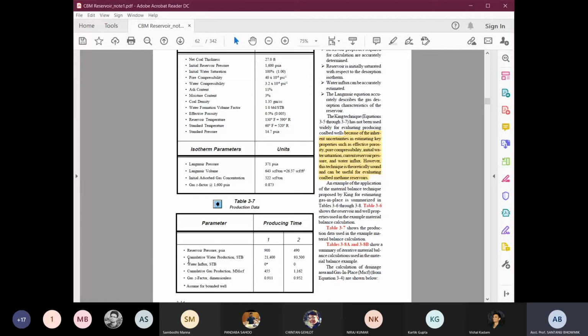And let's see the production data, how much production data you need to give. See the reservoir pressure. Reservoir pressure means the initial reservoir pressure, and then the water production.